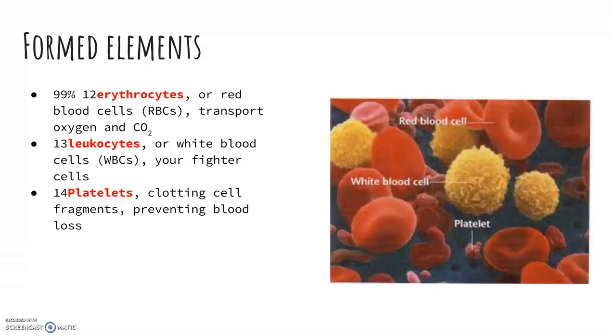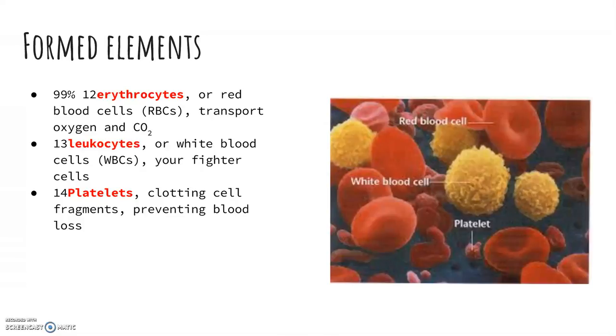All right, also in your blood now we have our formed elements. So the top half in that diagram had been your plasma, the 55%. 45% is your formed elements. In that, 99% of that are your red blood cells, also called erythrocytes. Erythrocytes, or RBCs. And their only job is to transport oxygen and carbon dioxide. They're just carrying your oxygen to your cells and carrying waste carbon dioxide out of your cells.